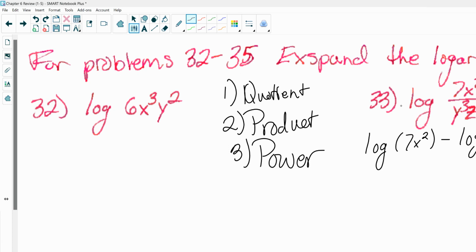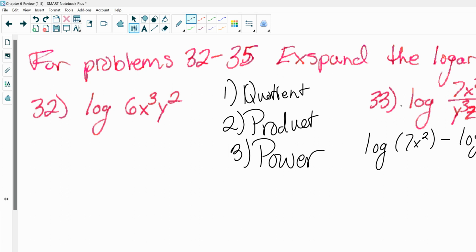What's on top? So their logs will be positive. What's on bottom? Y to the third and z to the second. So their logs at the end will be negative.